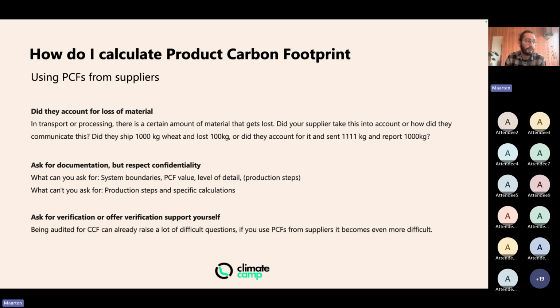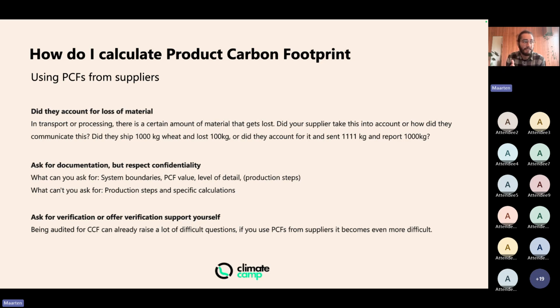Did they ship a ton of wheat and lose 100 kilograms, or did they account for it and send more than 1,000 kilograms of wheat, but only report 1,000 kilograms? So this loss of material is something that is really important in PCF calculations to take into account.